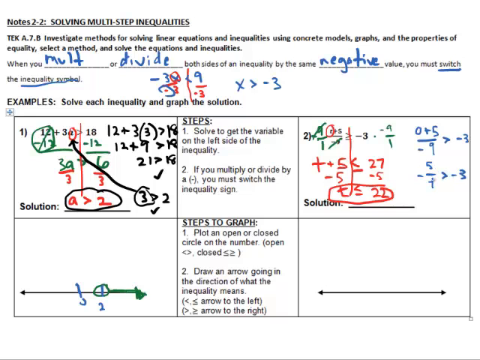And this is a true statement. Negative 5/9 is between 0 and negative 1, and that's going to be greater than negative 3, so that works. So this is my solution: t is less than or equal to 22.